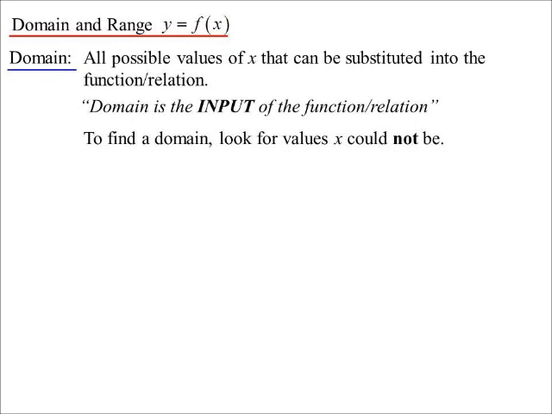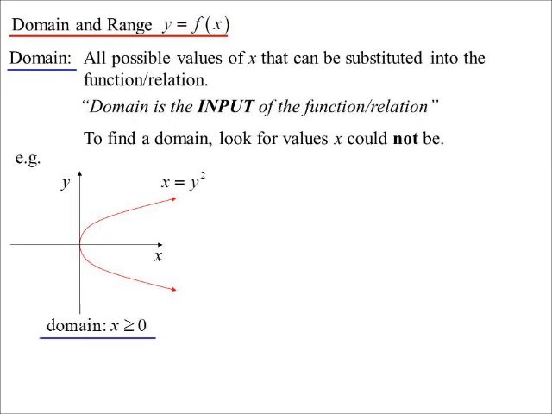Now, if you've got a picture, domain and range is dead easy because you can just look at the picture. So again, there's our sideways parabola. Well, it's a relation, but we can still talk about domain and range. And we're looking for values of x that will give us y values. And so we can clearly see from that picture the domain is x is greater than or equal to 0. We can't substitute in a negative number for x and get an answer.